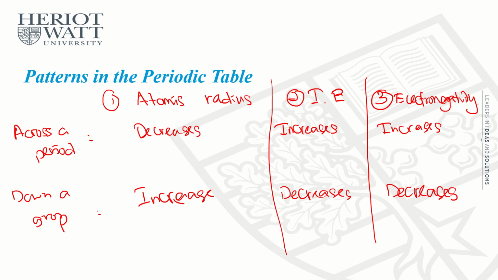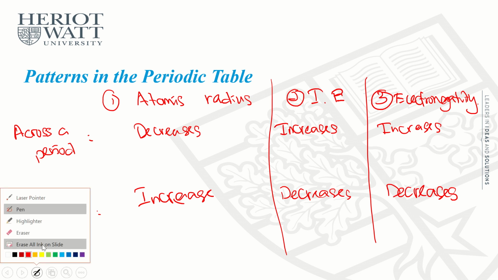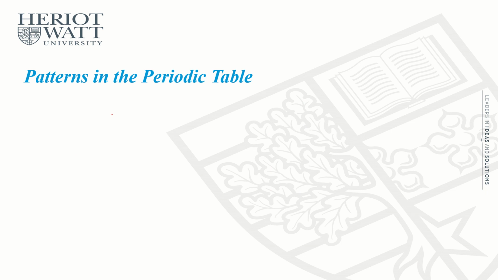Now, what makes them decrease and increase across a period and down the group? This trend is actually mainly affected by the two terms that we have discussed just now, core charge and shielding effect. Okay, so that is the general trend. Let me explain in more detail how core charge and shielding effect affect the atomic radius, ionization energy, and electronegativity. Now we have core charge here.